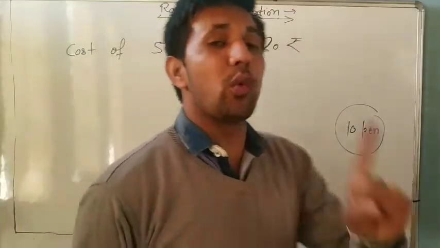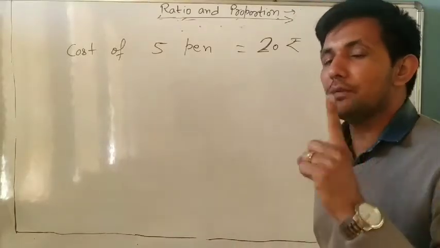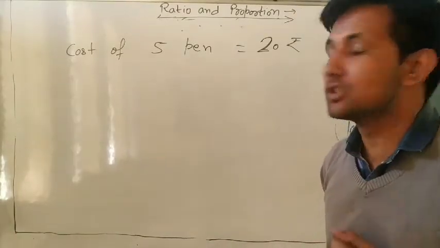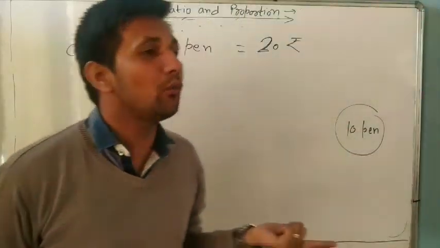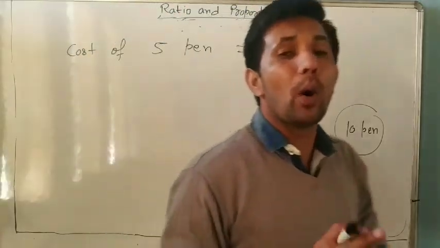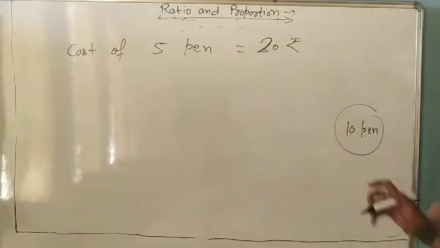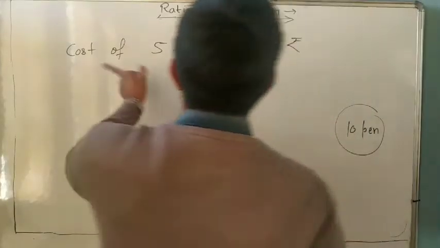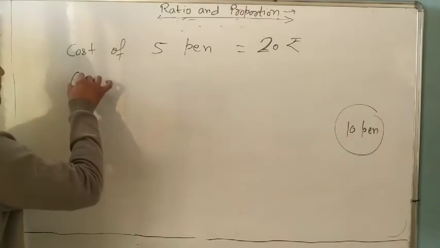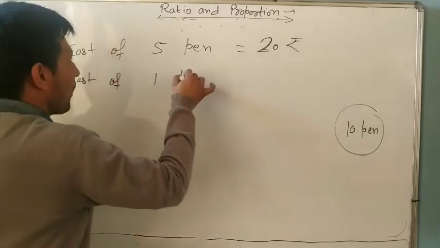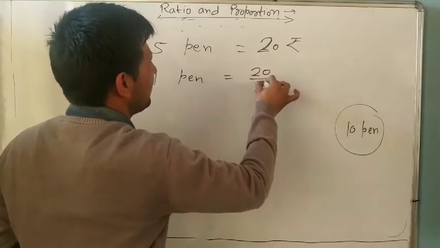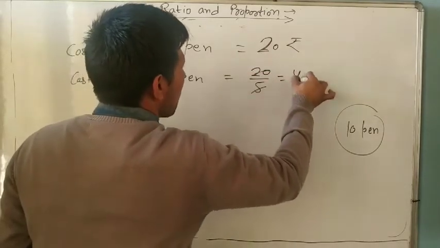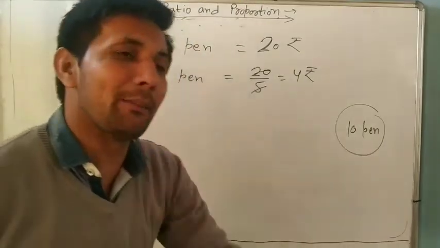How will you know? It is difficult, because if you know the cost of 1 pen, say the cost of 1 pen is 5 rupees, then the cost of 10 pens is 10 into 5, and the cost of 6 pens is 6 into 5. So first we should know the cost of 1 pen, then we can find the cost of 10. So first we will find the cost of 1 pen: 20 divided by 5, 4 rupees. The cost of 1 pen is 4 rupees.